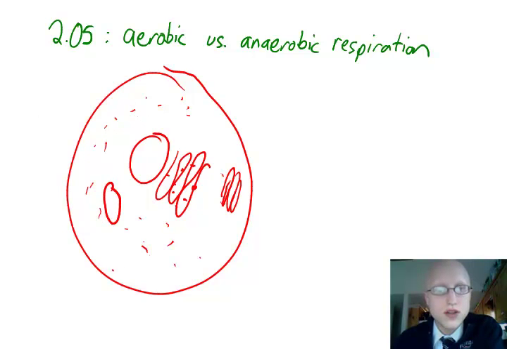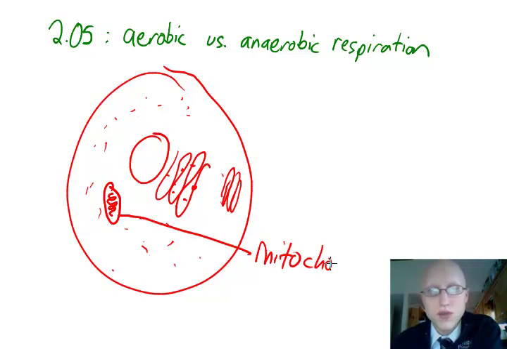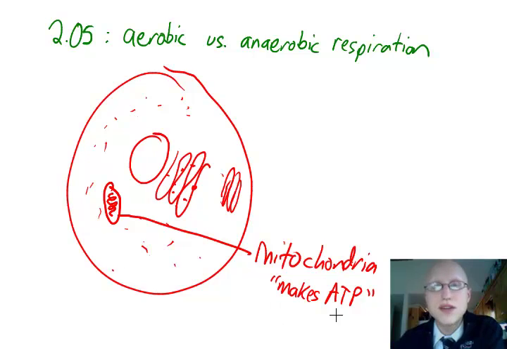The one that I want to concentrate on looks like a little bean with a folded membrane, and we call that the mitochondria. The mitochondria is important for one major reason: the mitochondria makes ATP. And I say that loosely because remember, you don't make energy, you convert it. ATP is the energy molecule that glucose is converted into.